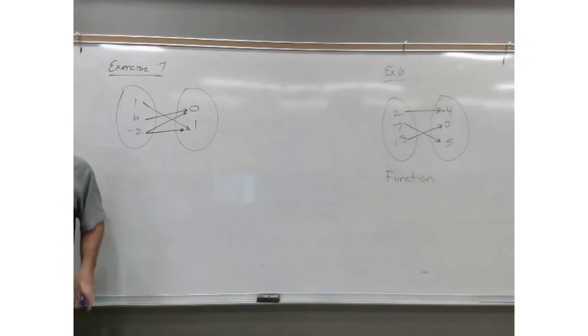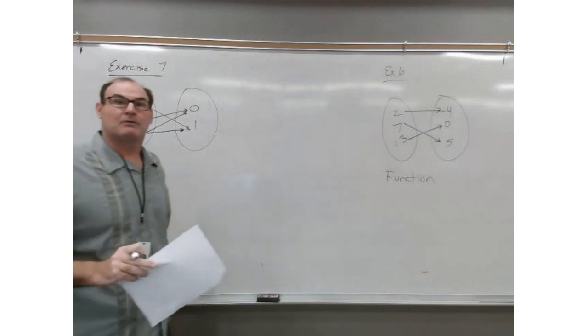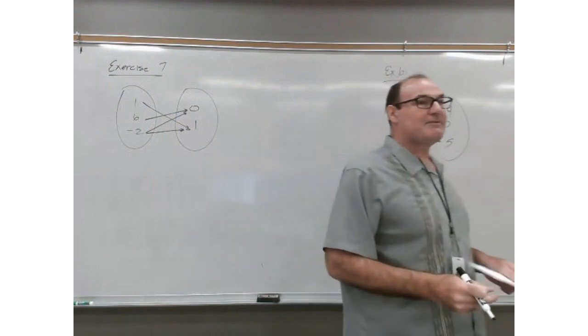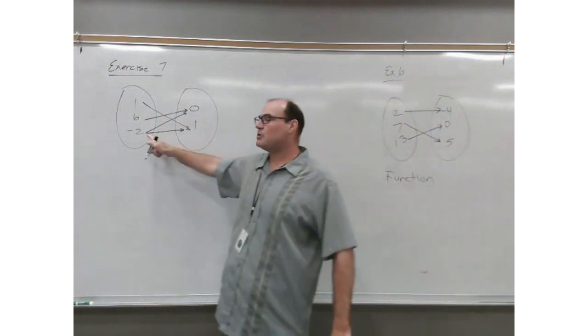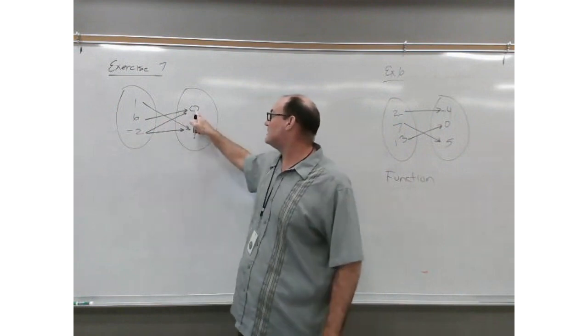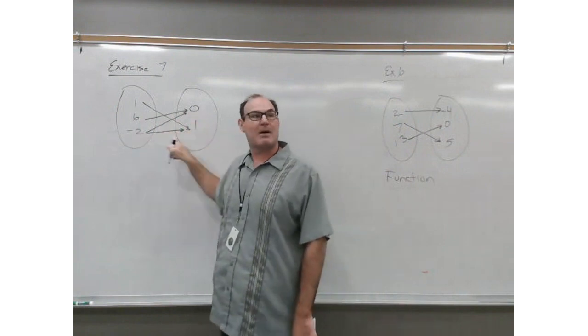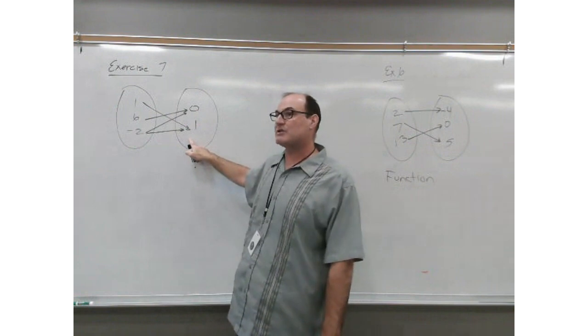All right, my first question: function or not a function? Which x value violates my definition of function? Yeah, -2 has 2 arrows leaving it. -2 corresponds to 0. -2 also corresponds to 1. Are you gathering what a function is? Are we doing all right?